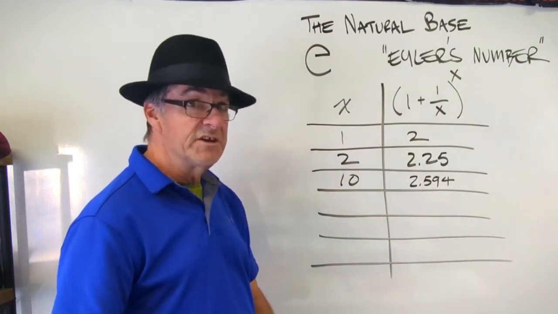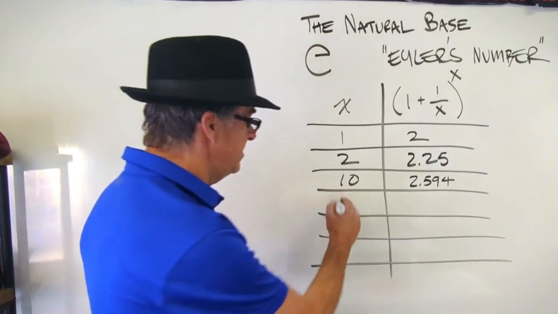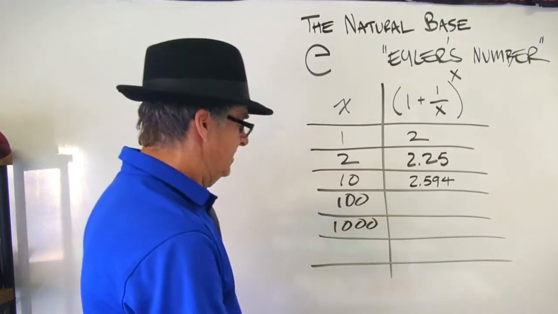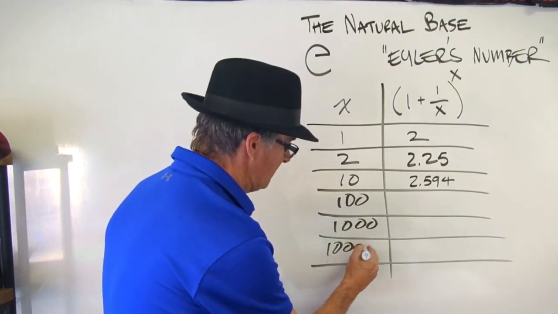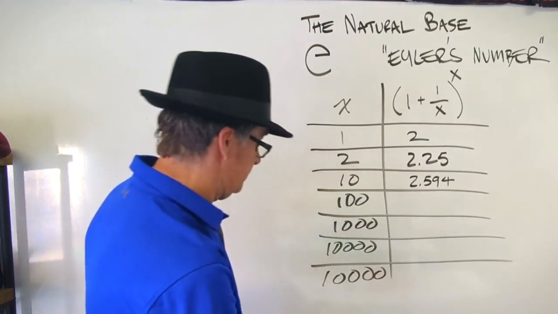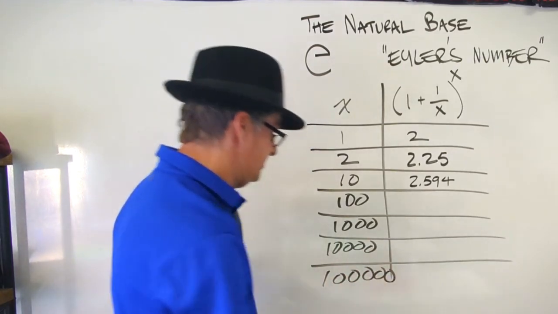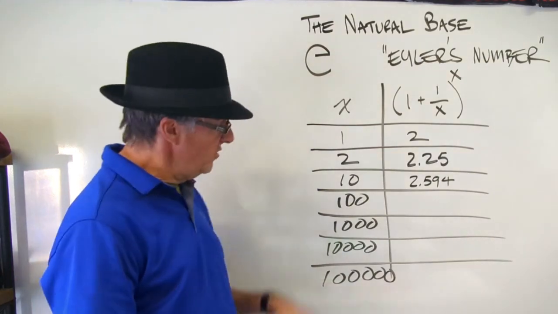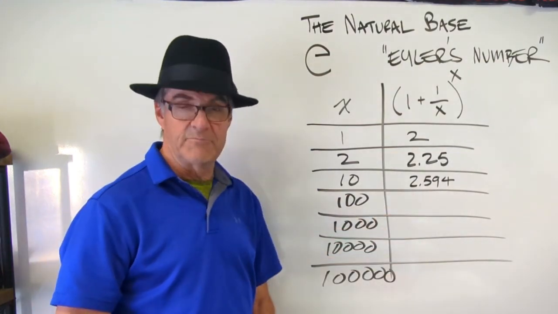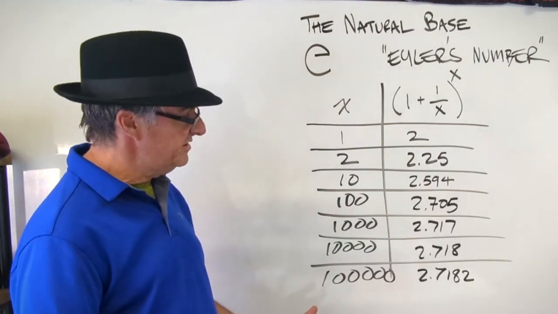2.594. So now I want you to pause the video and go ahead and put in 100, 1,000, 10,000, and let's do 100,000 just for kicks. Is that 100,000? We need one more zero. There you go. So pause the video and do these 4 calculations, fill in your table here, and come right on back. All right, so check this out.